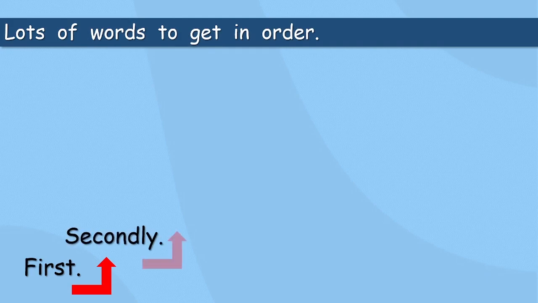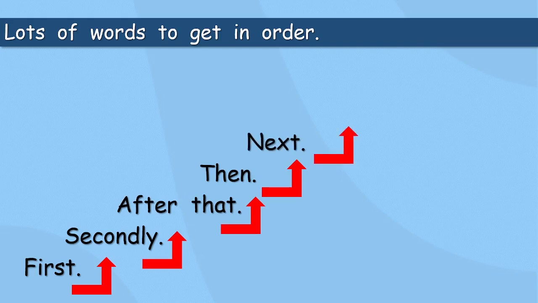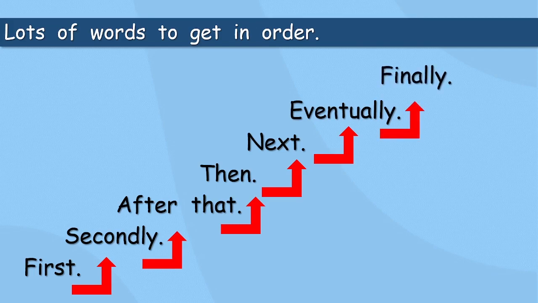But we did use many words to get things in the right order. Shall we look at them? First, secondly, after that, then, next, eventually, finally. There are some really good and useful words there. We can use them in many different situations to get things in the right order.